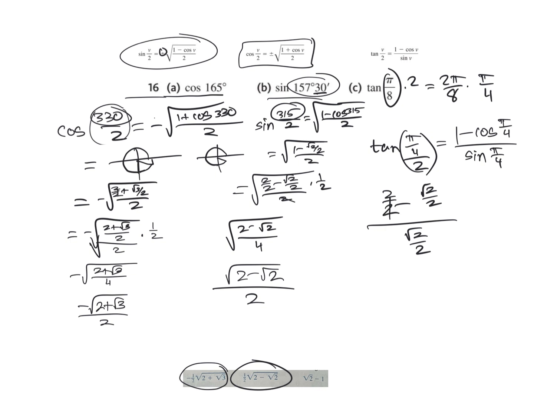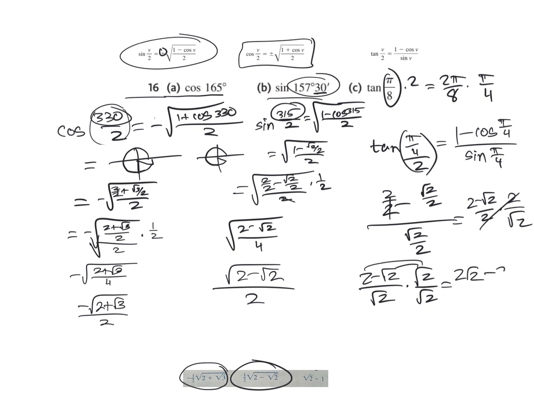Get a common denominator. So on the top, we get 2 minus the square root of 2 all over 2. And we're going to multiply that by the reciprocal of the bottom, 2 over the square root of 2. So we have 2 minus the square root of 2 over the square root of 2, and we have to rationalize this. So it gives us 2 square root of 2 minus 2 all over 2. And the 2 will reduce in both those terms, so that's square root of 2 minus 1.